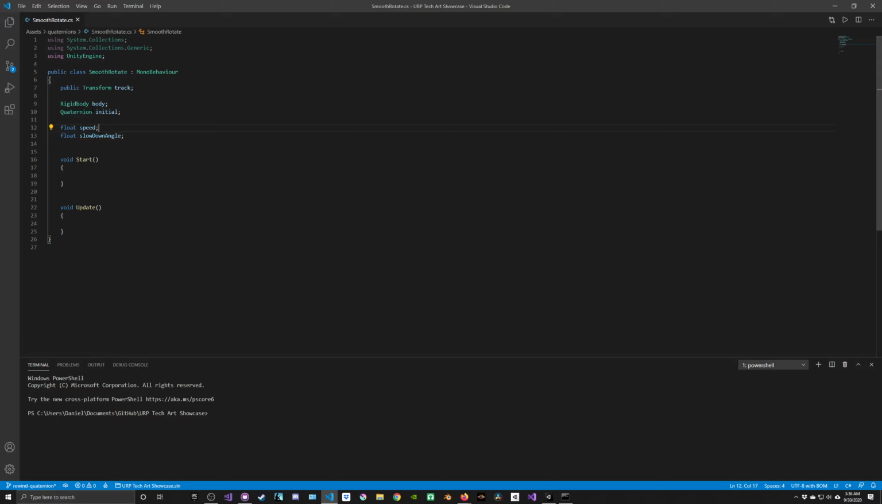Do we need anything else? I don't think so. Okay, so let's get started. And the first thing we want to do in start is get a reference to the rigid body. So we're going to say body equals get component rigid body. We're going to say our initial is body dot rotation. These two should be public. Is it? Oh, that's the wrong thing. There we go. Control Alt Shift.